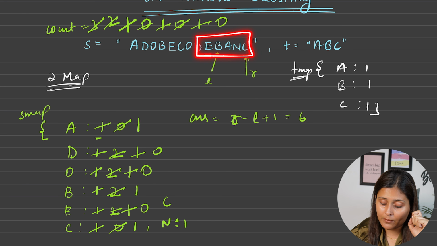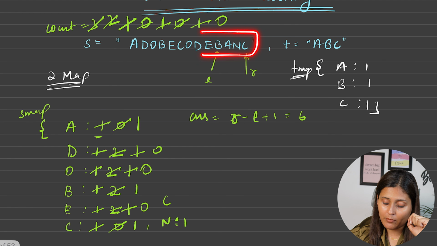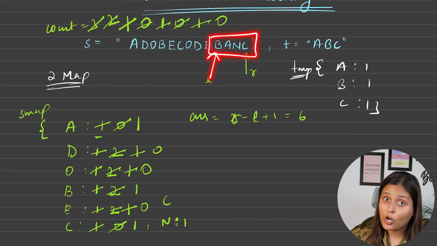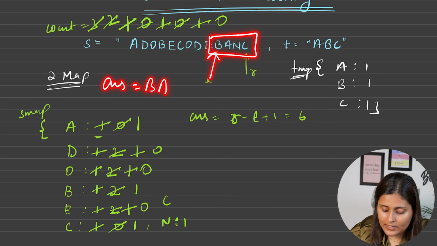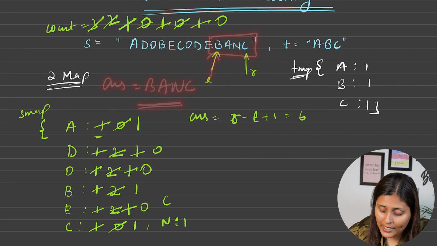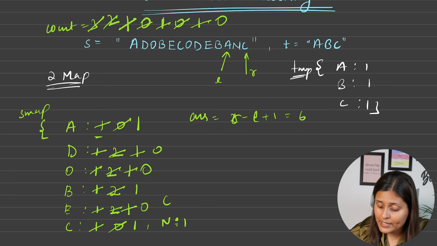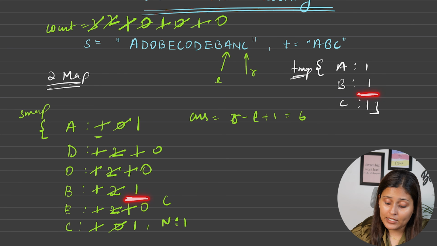Definitely our answer will get updated to E, B, A and C, but again when we moved here, B, A and C is also valid, and this is the shortest length till now. So we will update our answer to B, A and C. Now we will try moving this left pointer ahead. We will move, but we saw that B is there, required, and the frequency is also matching, so we will touch this count.